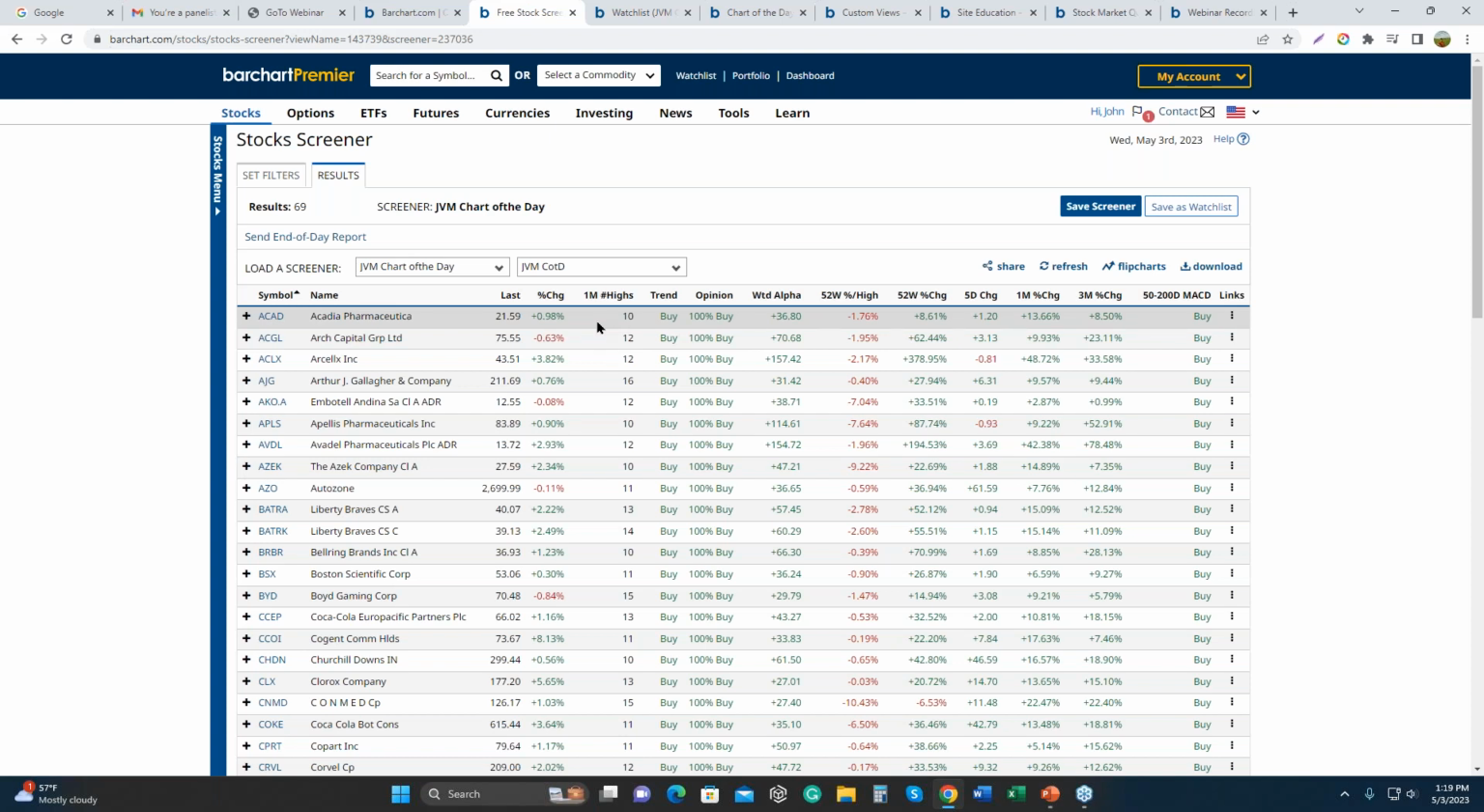The next one is the trend seeker, which is a proprietary screener with Barchart that basically figures the 50-day moving average. The Barchart opinion, again, is 13 indicators all the way from the 20-day moving average on to, I think, a 200-day moving average, yes. The weighted alpha, again, is the weighted 1-year change.